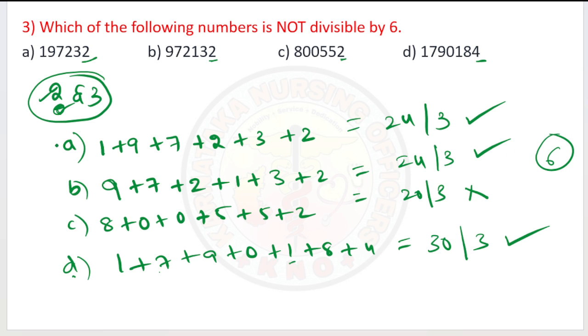three numbers are divisible by both 2 and 3 except option C. Option C is divisible only by 2 but not 3. Okay. Hence option C, that is 80,552, is not divisible by 6 because it is not divisible by 3 but divisible by 2. Okay. Next question.